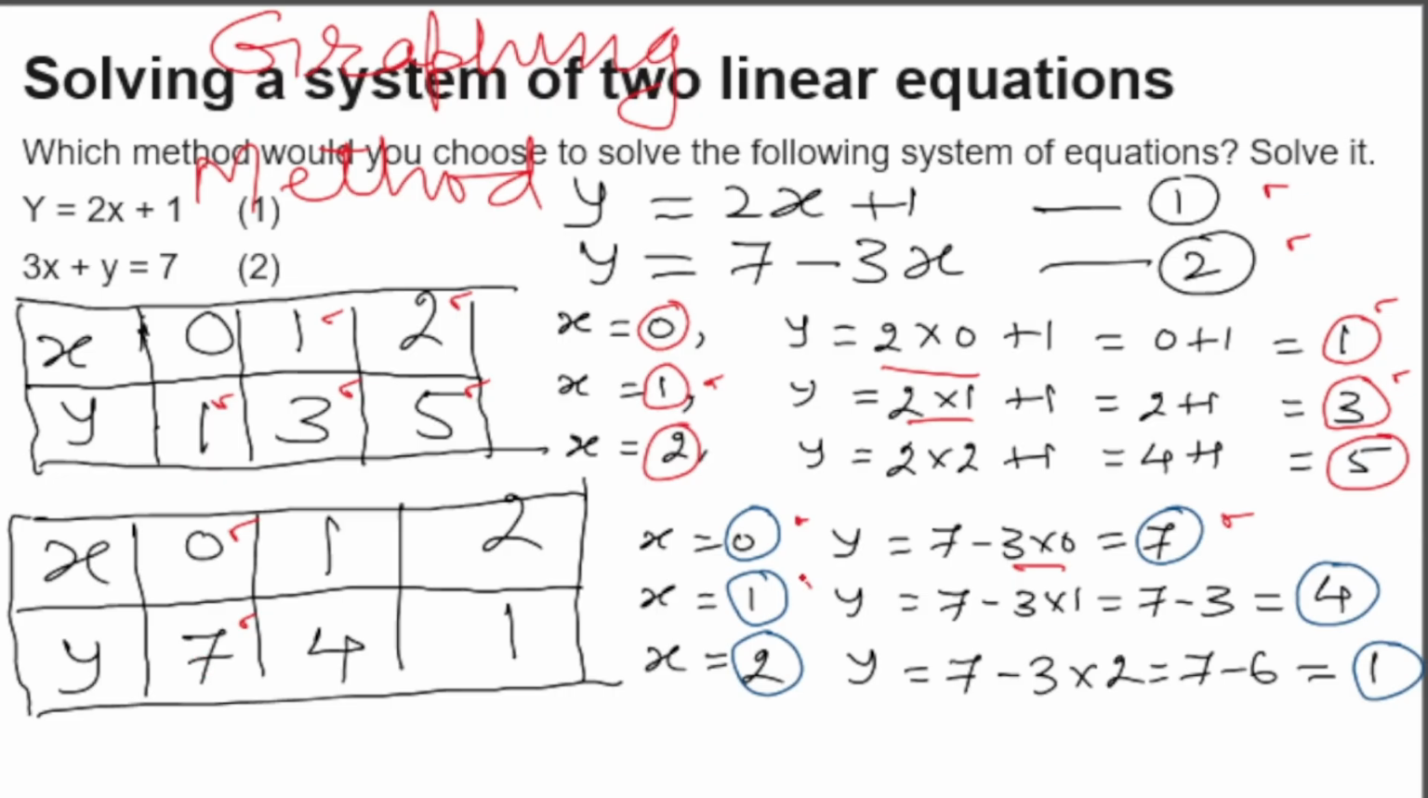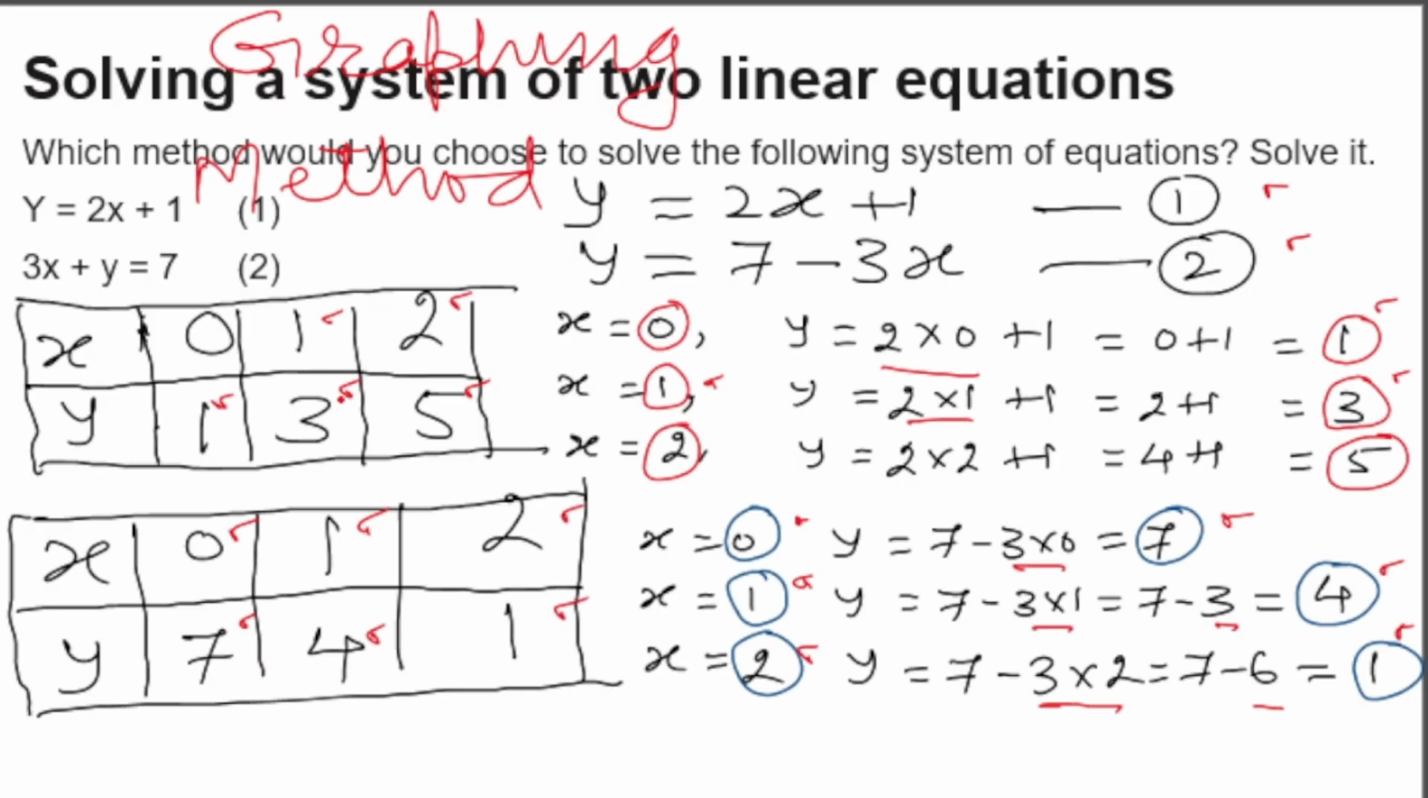Now, when x is equal to 1, y is equal to 7 minus 3 into 1. 3 into 1 is equal to 3. So 7 minus 3 is equal to 4. So at x is equal to 1, the value of y is 4. And when we take x is equal to 2, y will be 7 minus 3 into 2, and 3 into 2 is equal to 6. So 7 minus 6 is equal to 1. So at x is equal to 2, y is 1.